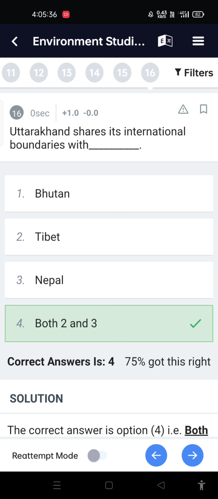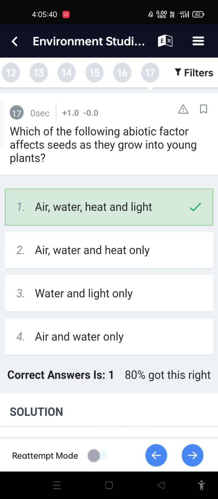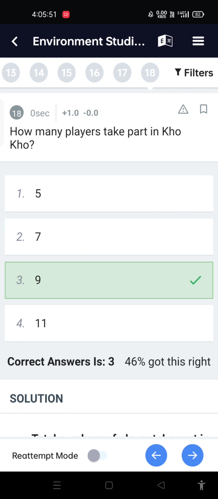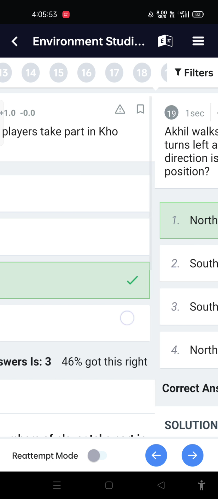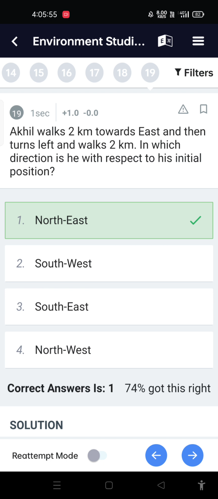Uttarakhand shares its international boundaries with Tibet and Nepal. Which of the following abiotic factors affects seeds as they grow into young plants? Air, water, heat and light. How many players take part in Kho-Kho? 9. Akhil walks 2 km towards east and then turns left and walks 2 km. In which direction is he with respect to his initial position?